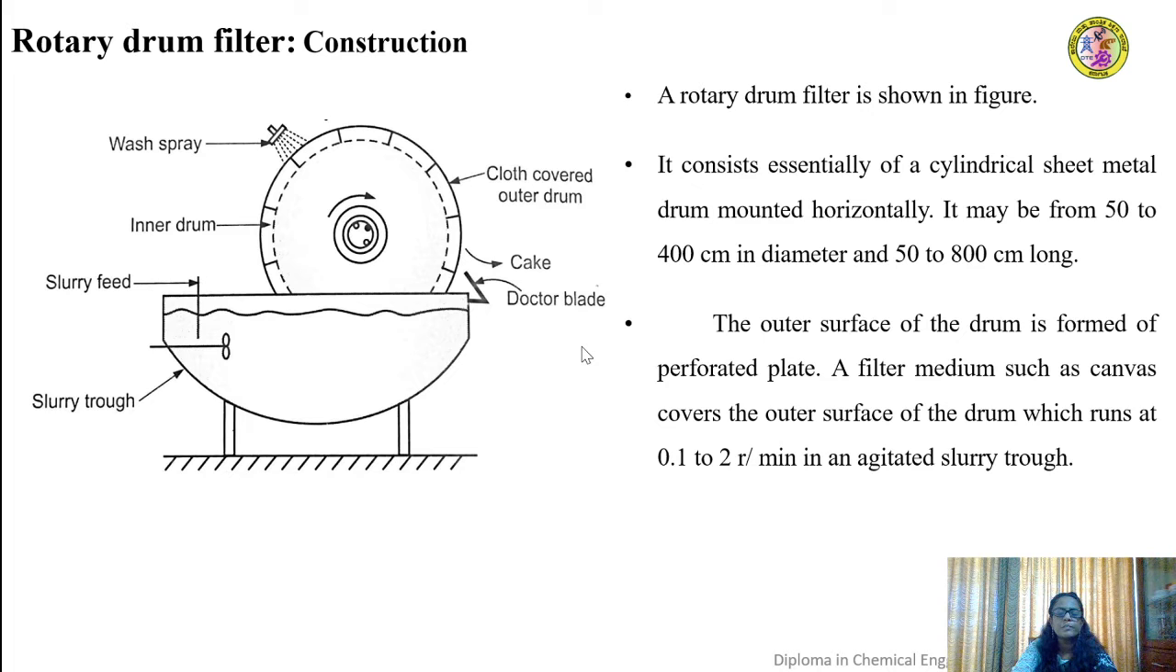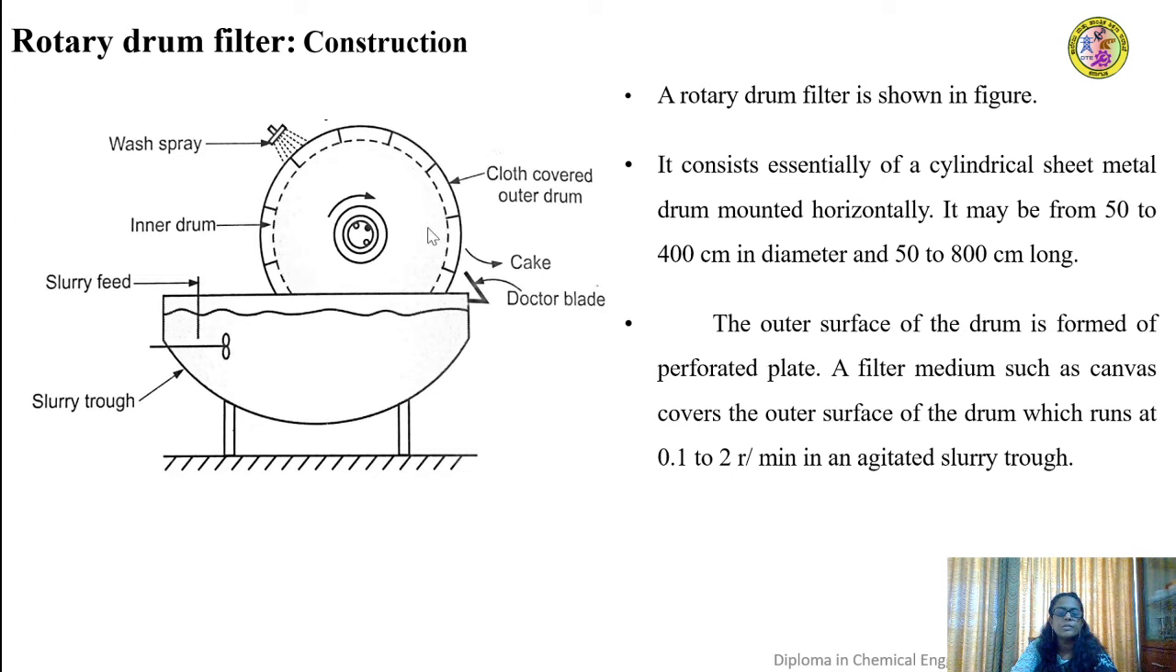The outer surface of the drum is formed out of a perforated plate. The metal sheet you use to construct the outer surface of the drum will have perforations, to suck the filtrate through those holes by applying vacuum from inside of the drum. Above that perforated plate surface, you will have a filter cloth such as a canvas cloth, enveloping the outer surface of the drum, acting as a filter medium.